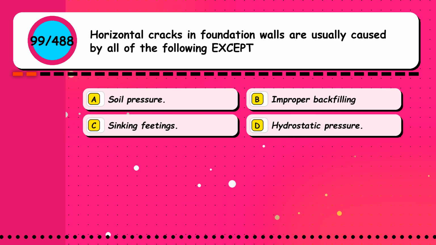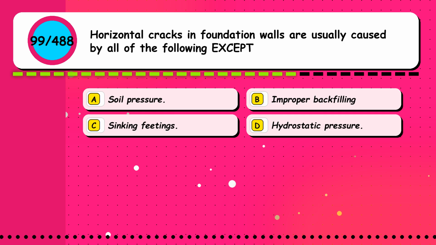Question 99. Horizontal cracks in foundation walls are usually caused by all of the following except: Option A, soil pressure. Option B, improper backfilling. Option C, sinking footings. Option D, hydrostatic pressure.